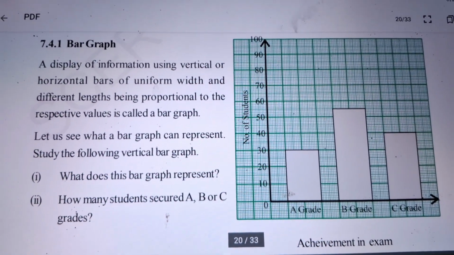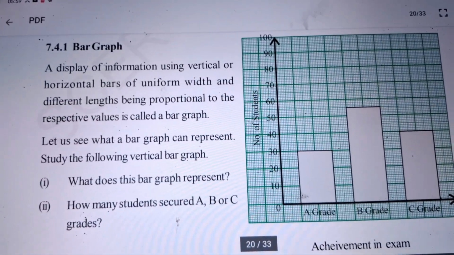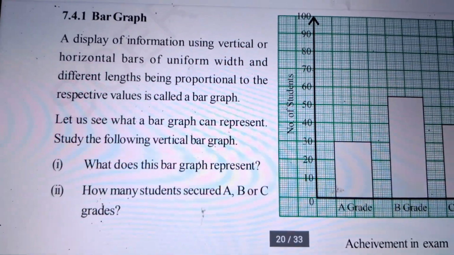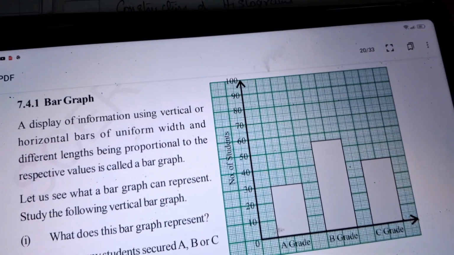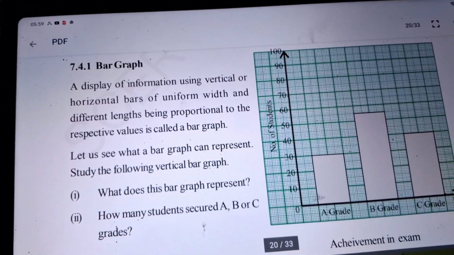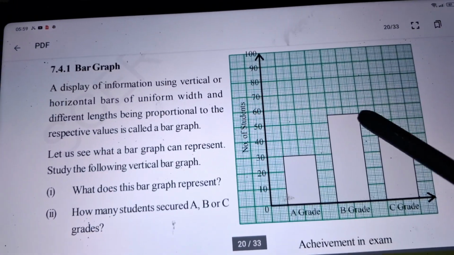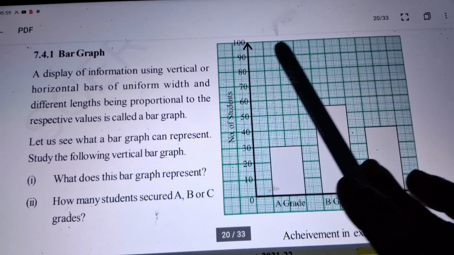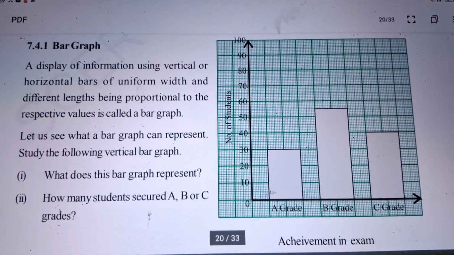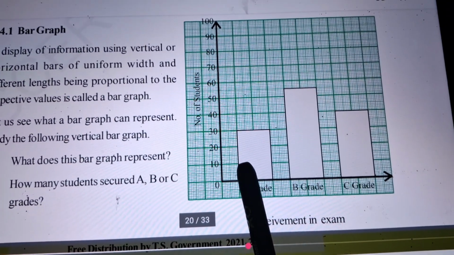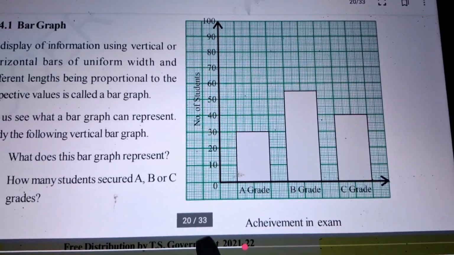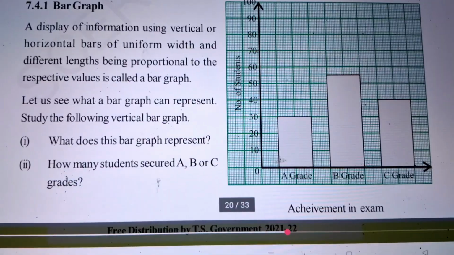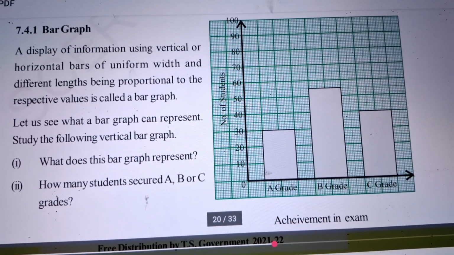Now I am dealing with 8th class maths, in this bar graphs I am doing. Now in this bar graphs, this particular graph which is given in your textbook will represent a certain experimental result or certain test result. These are represented in these bars. This will very clearly give you information. You can analyze it by seeing the graph itself.